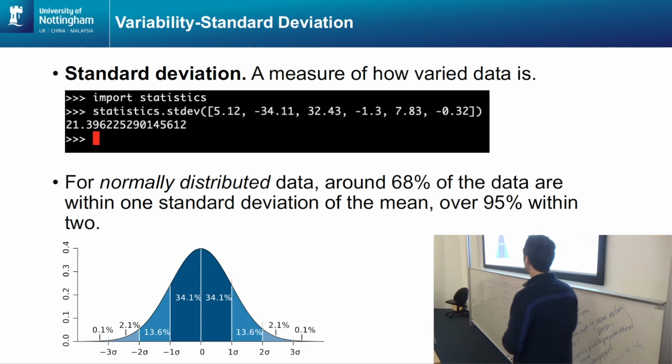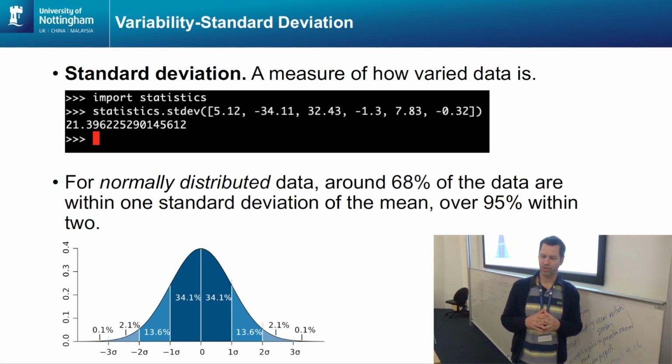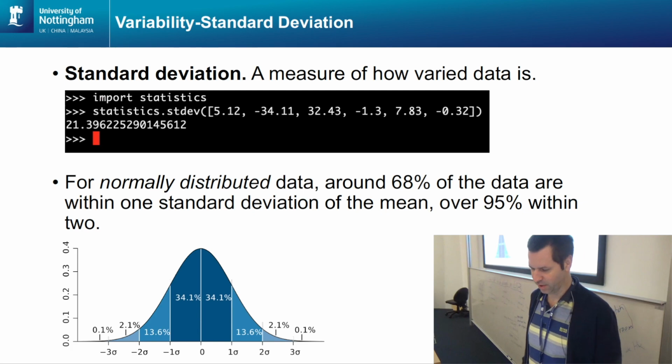Standard deviation is the standard way to describe the variability or the distribution of the data, a measure of how varied the data is. That's the standard deviation.